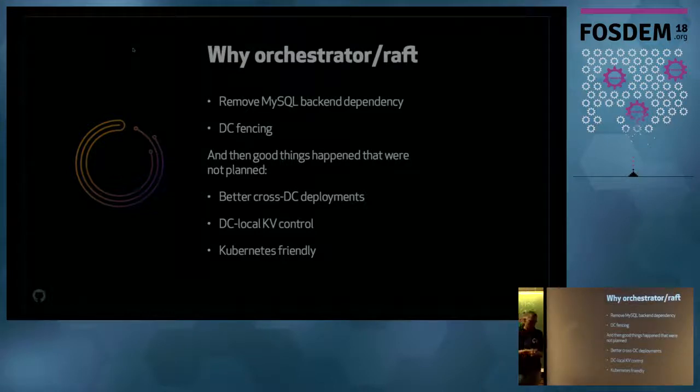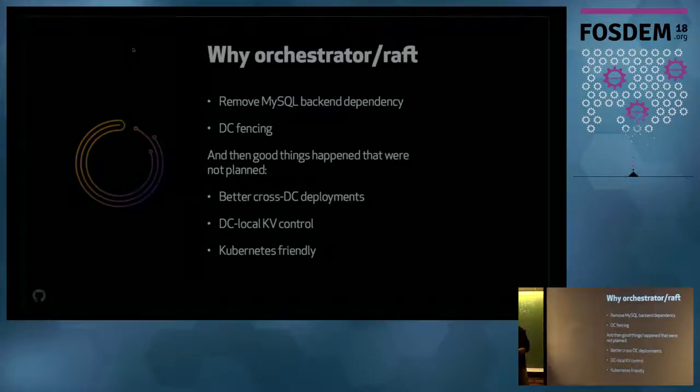The second was a challenge. I had a discussion with our friend Kenny, who challenged Orchestrator and asked me, how does Orchestrator mitigate data center fencing? That is, a specific single DC goes dark, the network is down. How does Orchestrator know that this DC is down and not the other one, the one that it cannot see? How does it mitigate fencing? These two incentives drove us to develop Orchestrator on Raft.